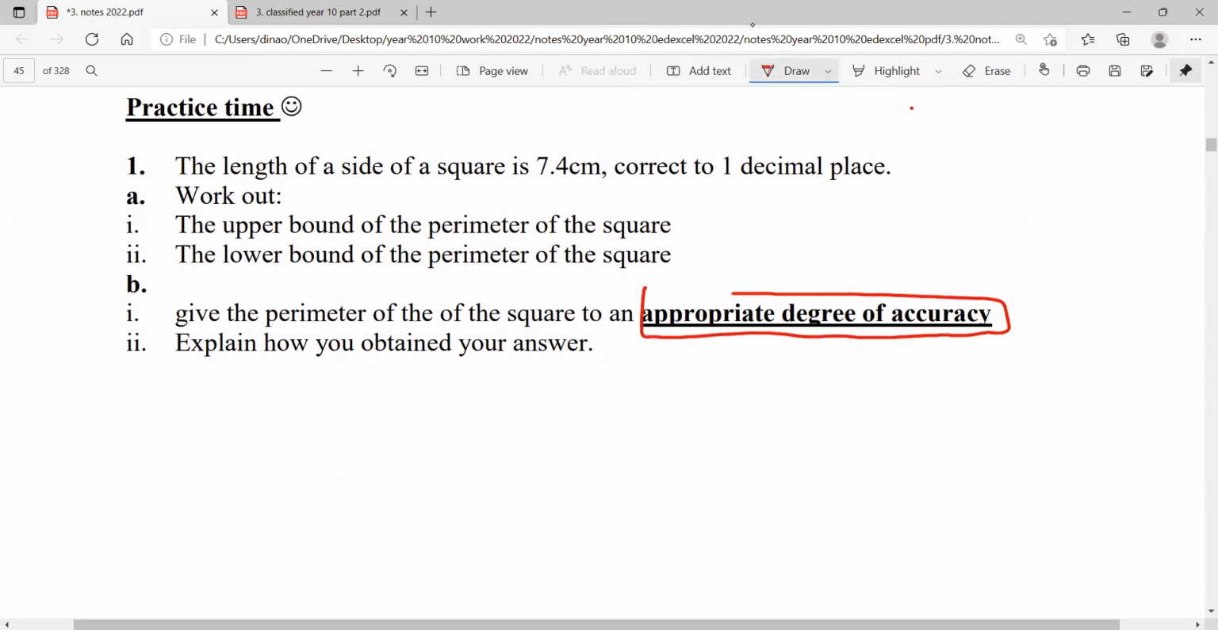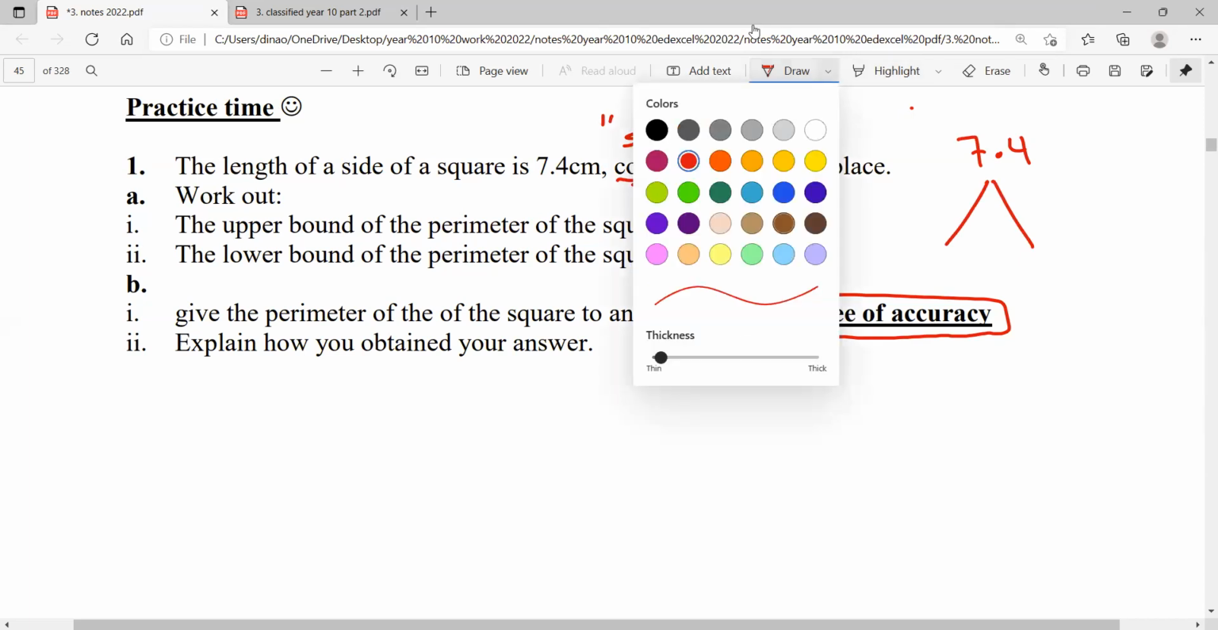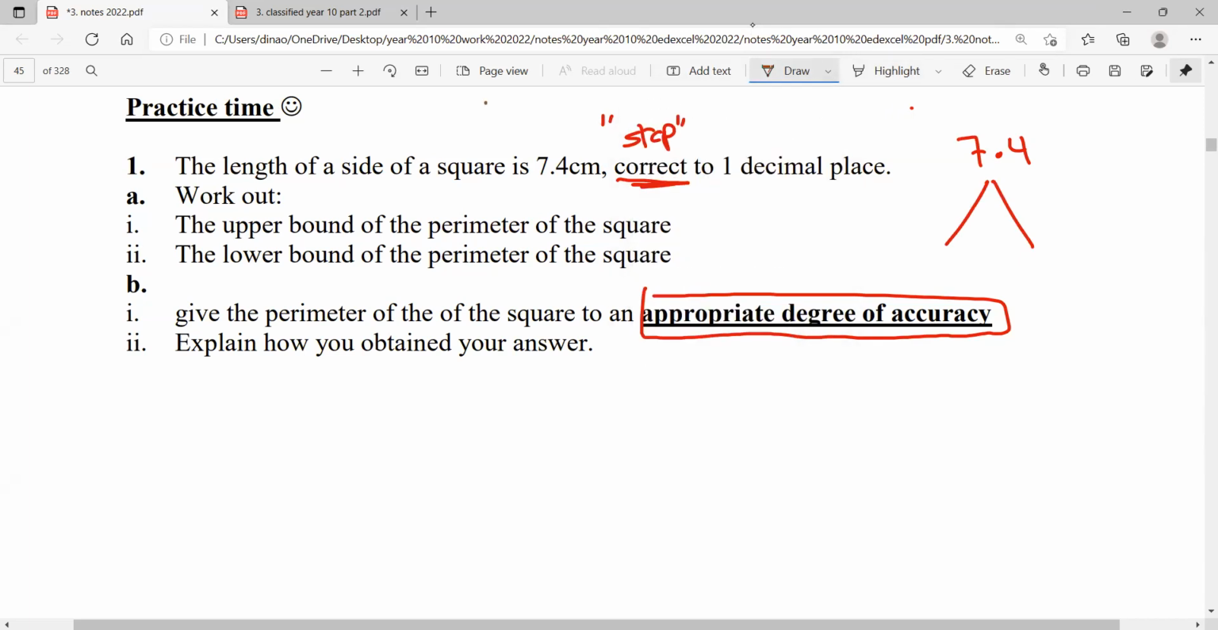The question says the length of a side of a square is 7.4 centimeters corrected to 1 decimal place. Now, as we said, the first thing that you immediately do whenever you read the word correct is that you stop and you freeze and you find the bounds immediately. In this question, I'm going to go through the steps again. Look for the place value given after the word correct. So the place value given after the word correct here is 1 decimal place, which is the tenth. And then ask yourself, what is the value of the tenth? The value of the tenth is 0.1.